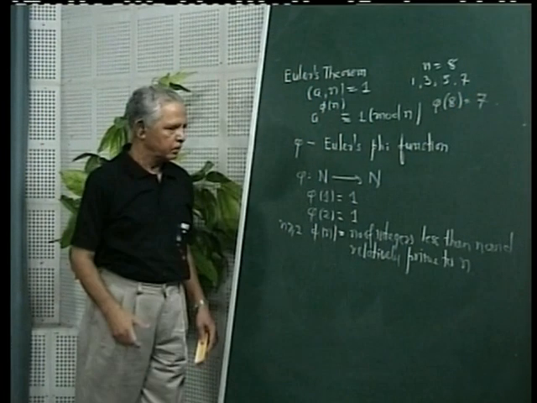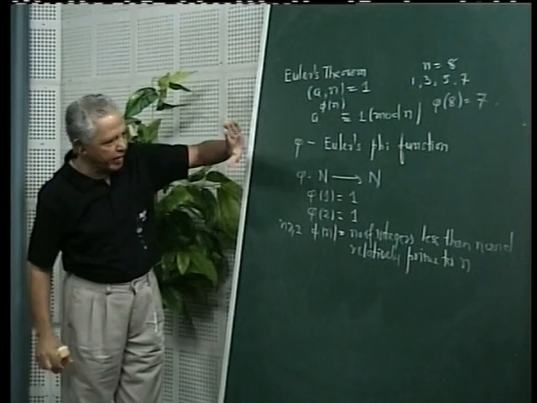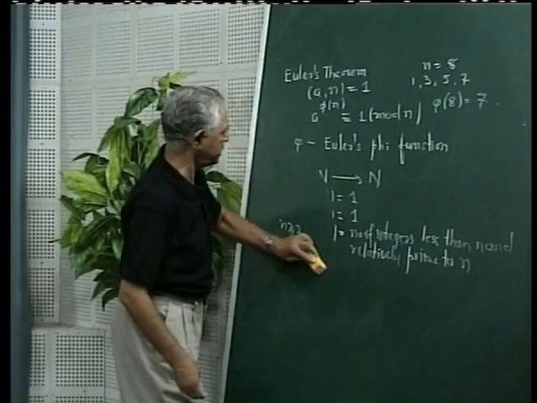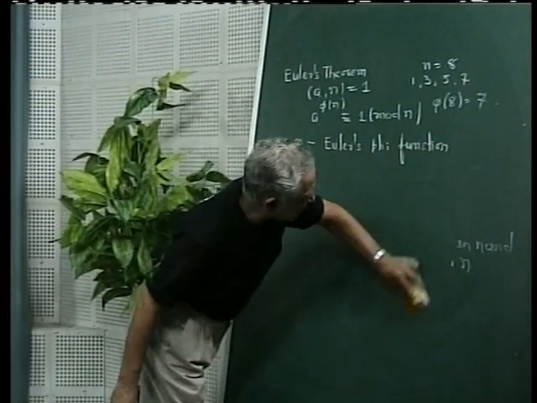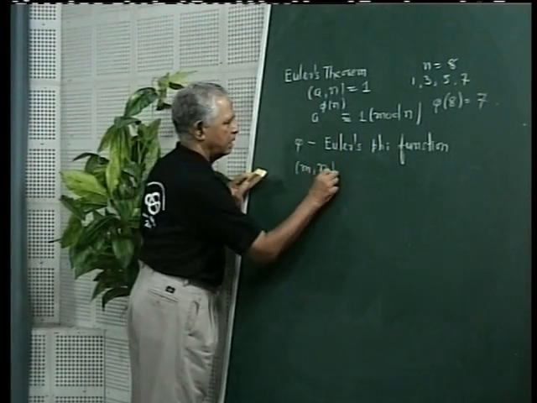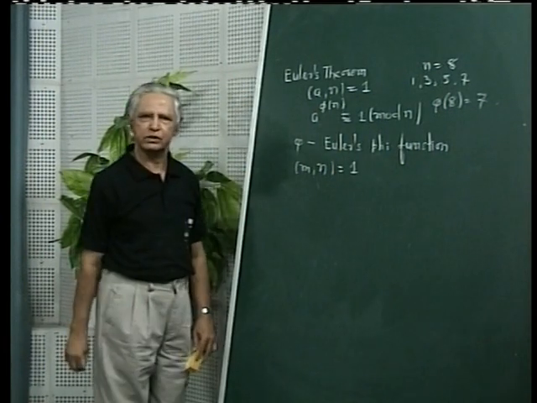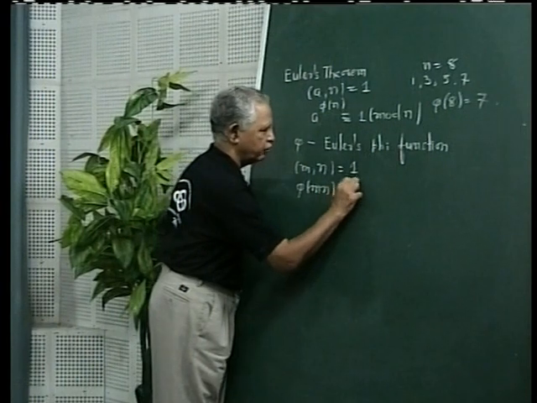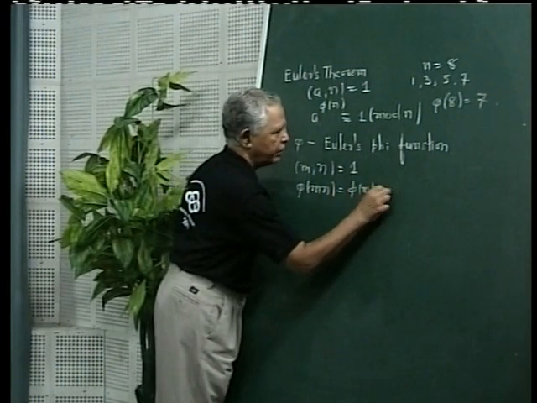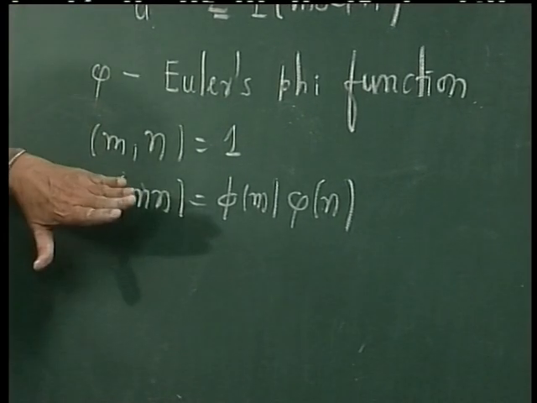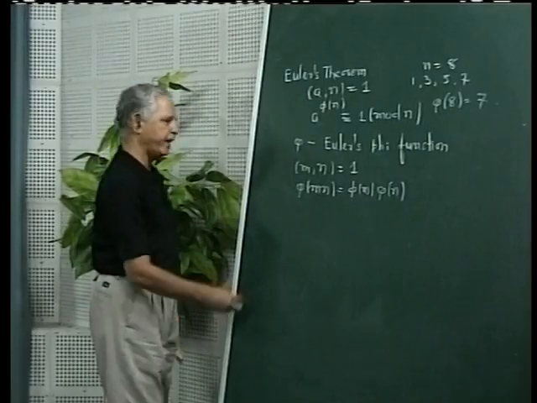This function is very important, and I just mention one property only, and that property is known as the multiplicative property, and it is this: if m and n are relatively prime integers, then phi of mn is equal to phi m into phi n. This is Euler's theorem.